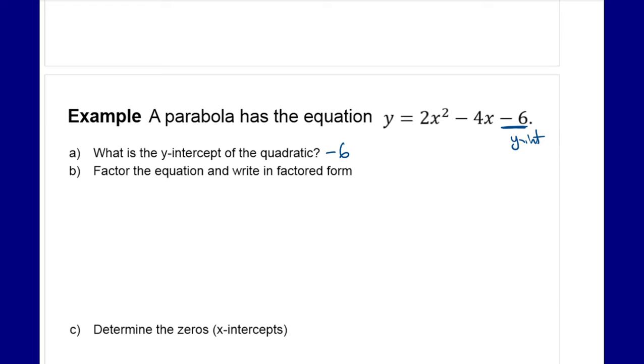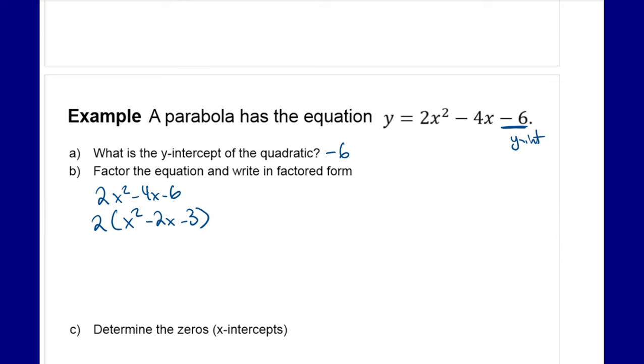We want to factor the equation and write it in factored form. So in this case, I want to factor 2x squared minus 4x minus 6. So I want to factor that and write it in factored form. Now there is something useful about this one. I can take a common factor of 2 out from the beginning. So if I take that common factor of 2, it does make my equation a lot simpler to work with.